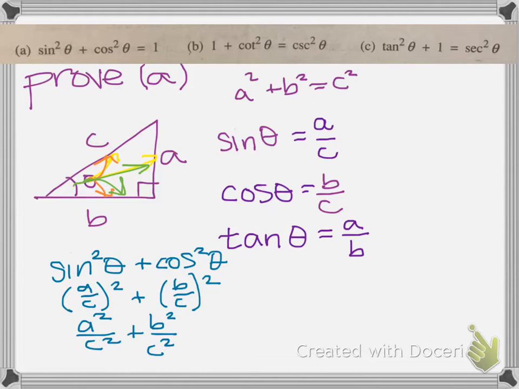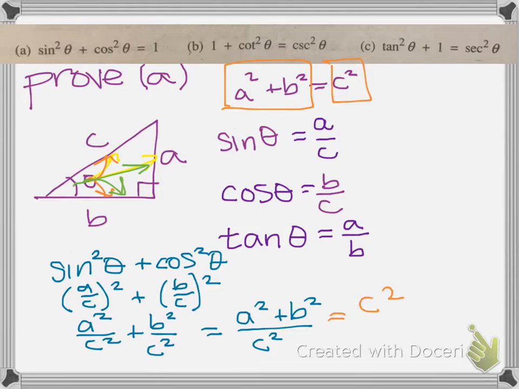Then we have a common denominator, so we can say A squared plus B squared over C squared. But we've already assumed at the beginning that A squared plus B squared equals C squared, so we can substitute. We can say A squared plus B squared is C squared on top, and then we have a C squared on the bottom. That is equal to 1, which proves that sine squared theta plus cosine squared theta equals 1.